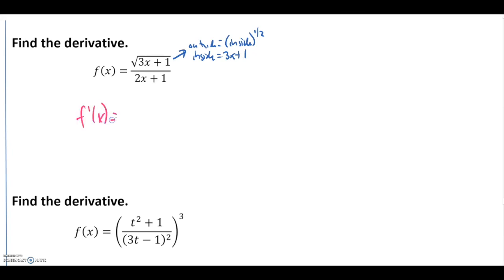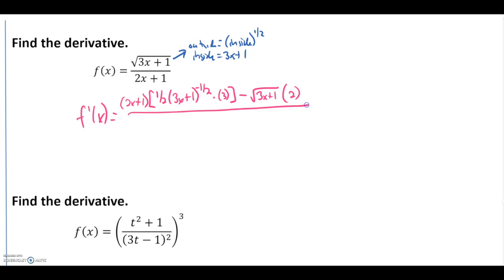F prime of x will equal my low function, my 2x plus 1, times the derivative of the top function. So we're going to have to do that right away with the chain rule. Derivative of the outside will be 1/2, keep that 3x plus 1 to the negative 1/2, times the derivative of the inside function, 3, minus the top function left alone, times the derivative of the bottom function, 2, all over the denominator squared.